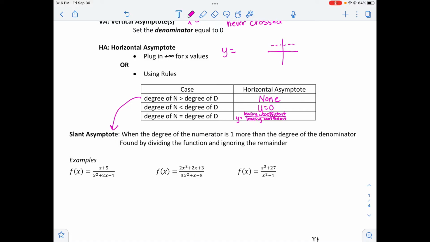So a slant asymptote is when the degree of the numerator, so the n, the top, is just one more than the degree of the denominator. Okay, and we find that slant asymptote by then using division to find what our new function will be, but we ignore the remainder. Okay, so let's do a couple examples here.